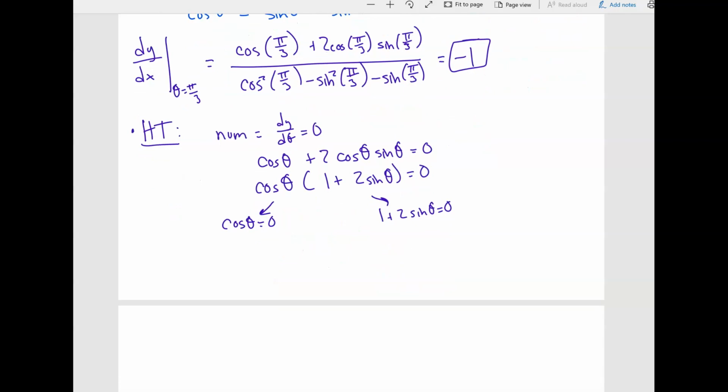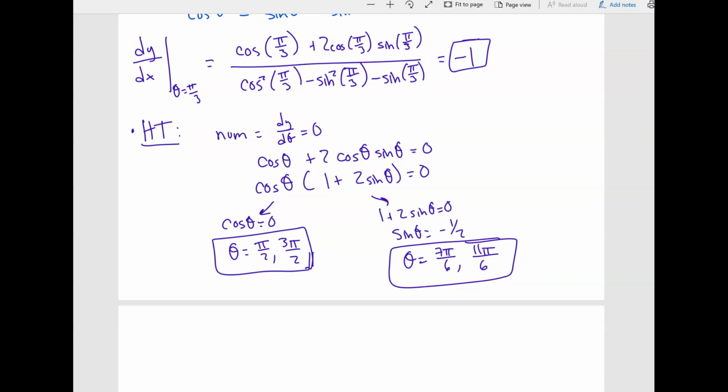So cosine θ is equal to 0 when θ is equal to π/2 and 3π/2. Okay, so that's when that is equal to 0. And this is going to be sine θ equals -1/2. And this happens when θ is equal to 7π/6 and 11π/6.